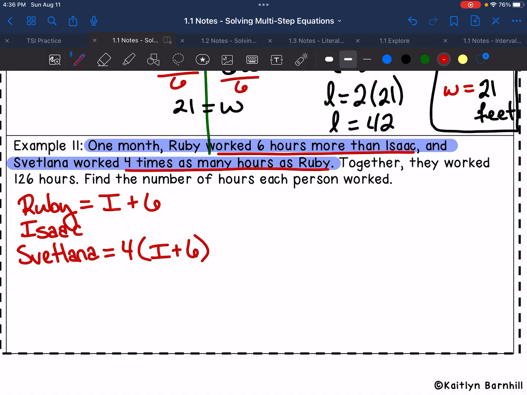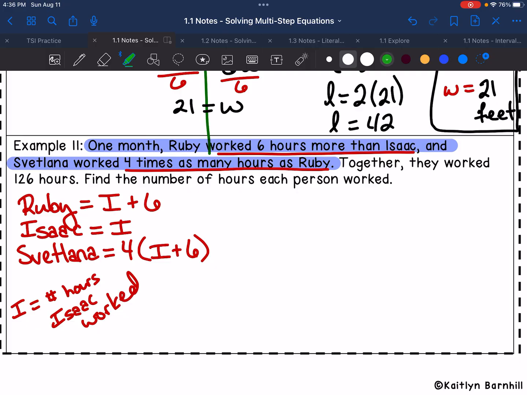Right, that's Svetlana. Now, we don't know anything about Isaac here. Isaac is just Isaac. He worked however many hours he did. If you wanted to use an X instead of an I, you could. I'm just going to leave it as an I, and we're going to roll with it. I'm letting I stand for the number of hours that Isaac worked. That's what our I is representing here.